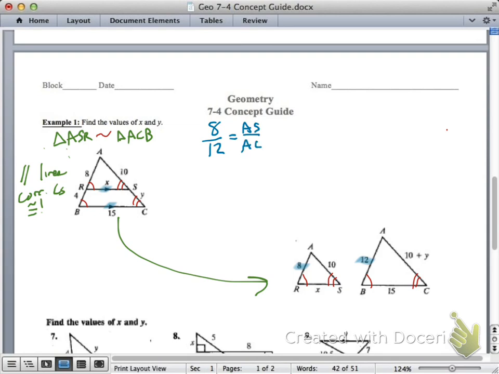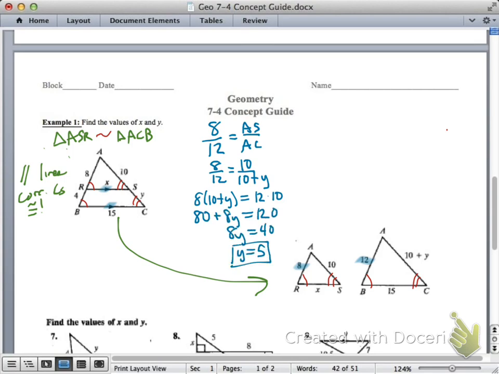8 over 12, AR over AB, equals side AS over AC. Plug our values in, 10 for AS, 10 plus y for AC, and solve the proportion. Cross multiplication, or the means-extremes property. Then work towards getting y by itself. y equals 5. So we use proportions to solve these similar triangles.